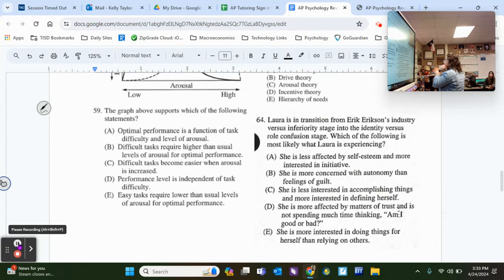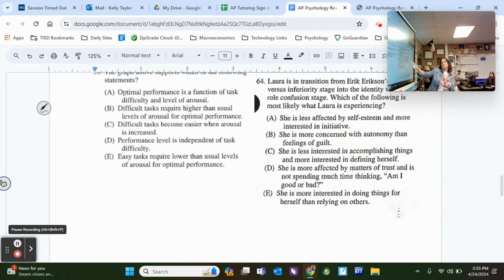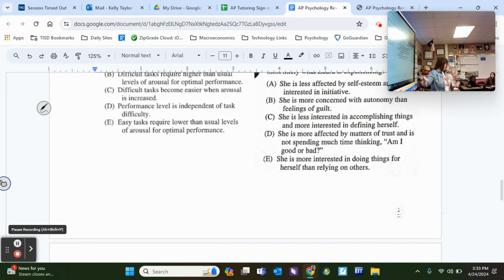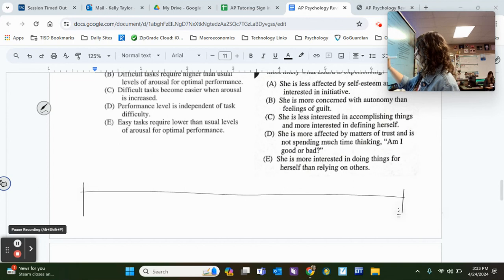Okay. Laura's in transition from Erikson's industry versus inferiority stage to the identity versus role confusion stage, which is most likely what she's experiencing. Okay, do we have some space here at the bottom? Just real quick. Okay, 1, 2, 3, 4, 5, 6, 7, 8.